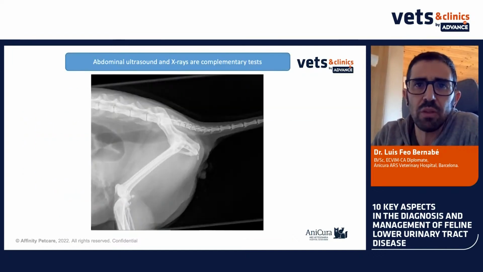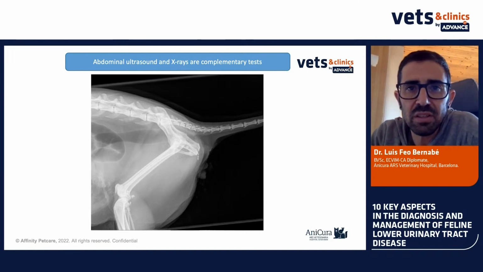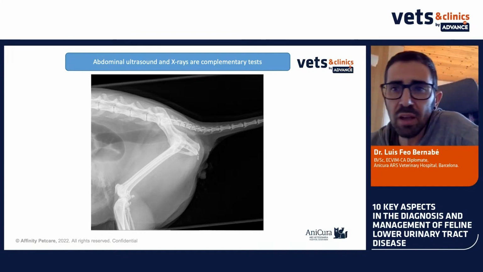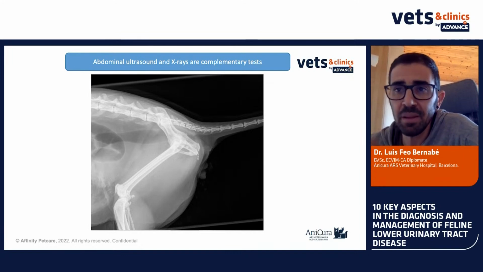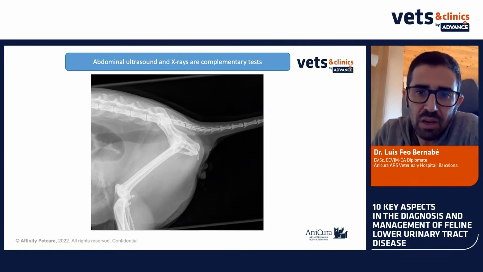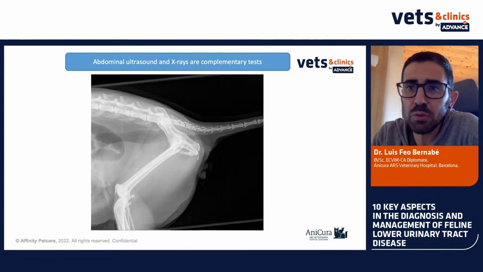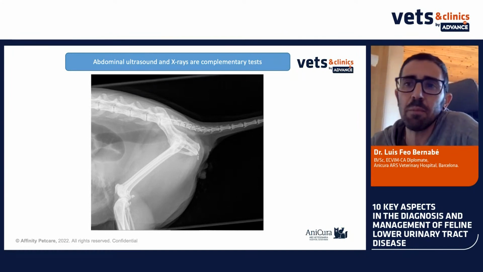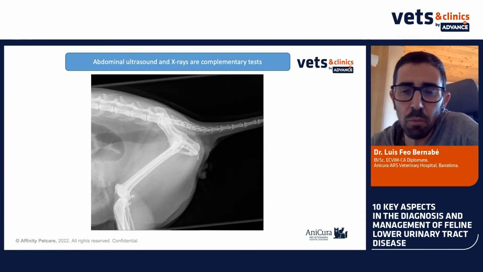I want to bring here this case because it's an example of how abdominal ultrasound and abdominal radiographs are complementary tests. This patient presented to us with dysuria and hematuria, and the abdominal ultrasound was normal. As you can see in the abdominal radiographs, in the urethra, you can see a few stones there. This is a classic example that you need to combine both of these tests, which are quite important.